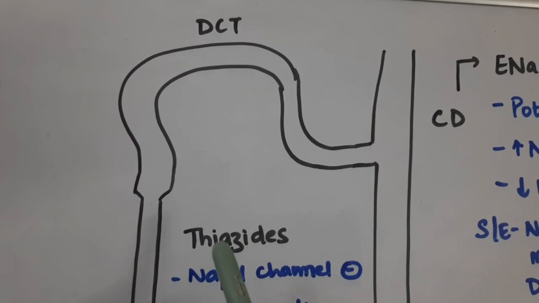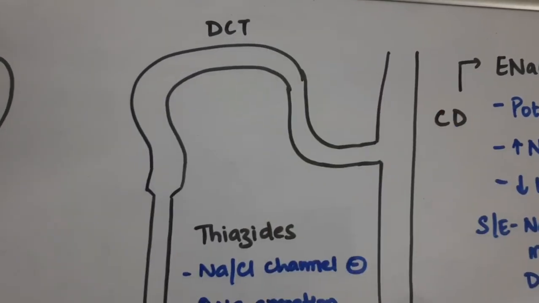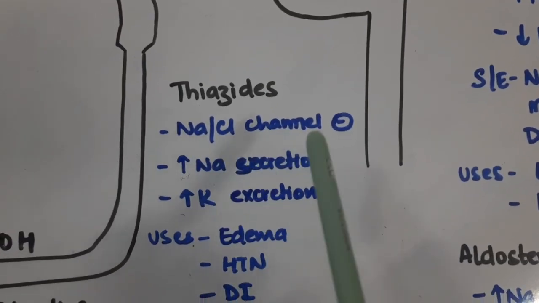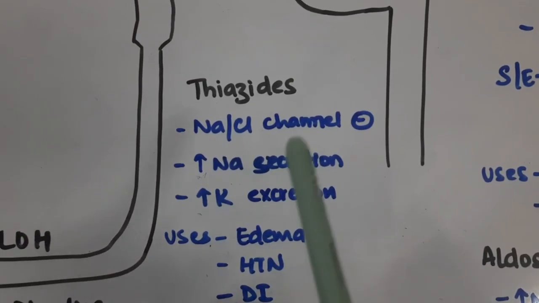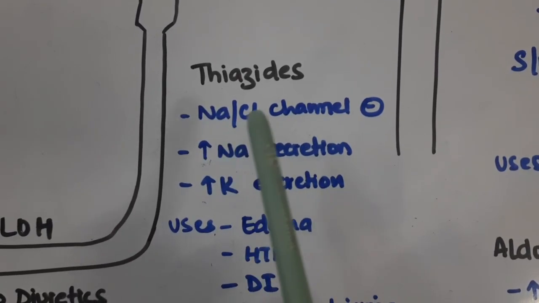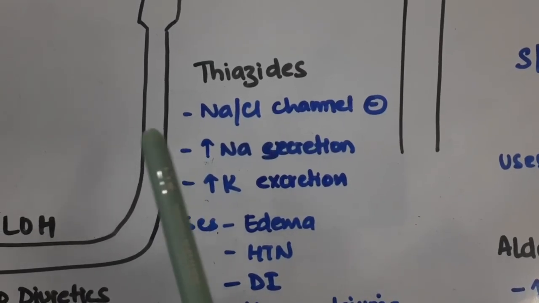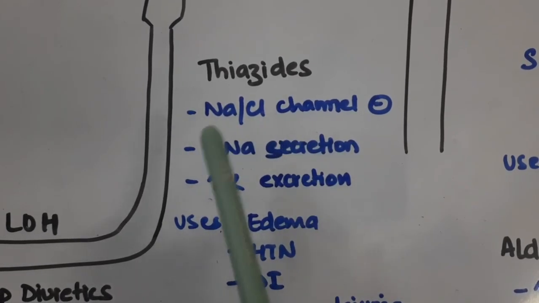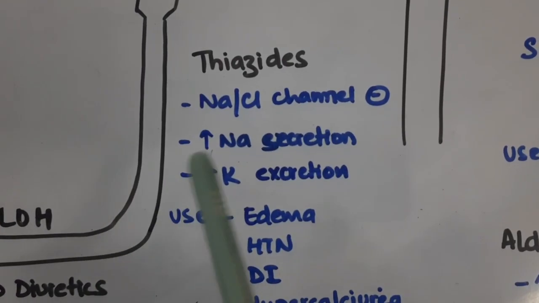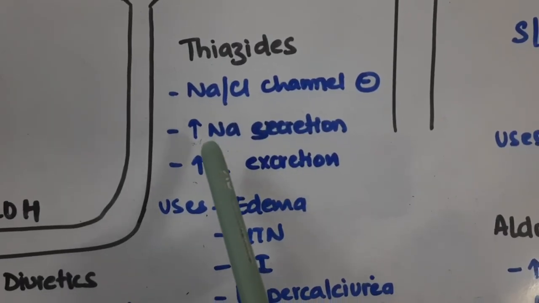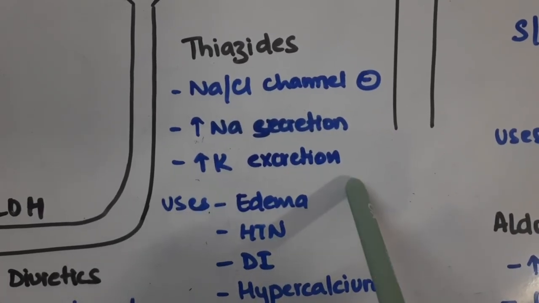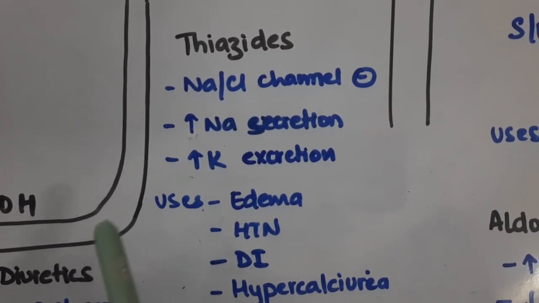The next group we have is thiazides, which will act on the distal convoluted tubule. Now, thiazides will act on the sodium chloride channel, which are present in the DCT, and they will inhibit this channel. So, when this channel is inhibited, sodium and chloride reabsorption is inhibited, which will lead to a reduced reabsorption of water also, and it will cause increased excretion of water. Now, what they will cause is increased sodium excretion and increased potassium excretion.